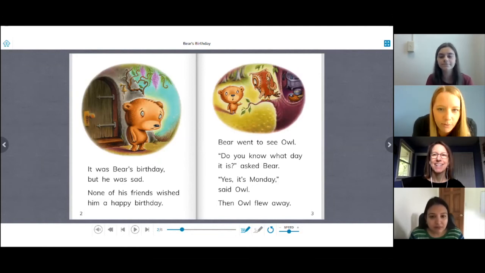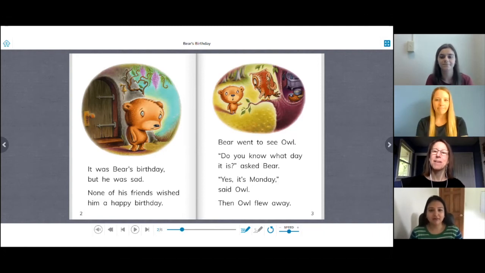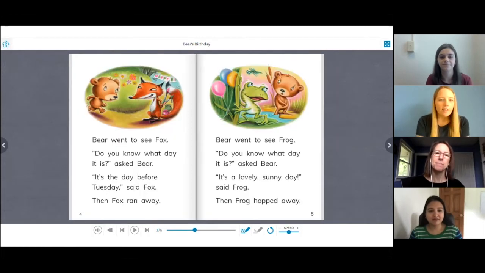A spoon with like something on it. I think Owl is hiding something. Let's see. Keep going, Molly.